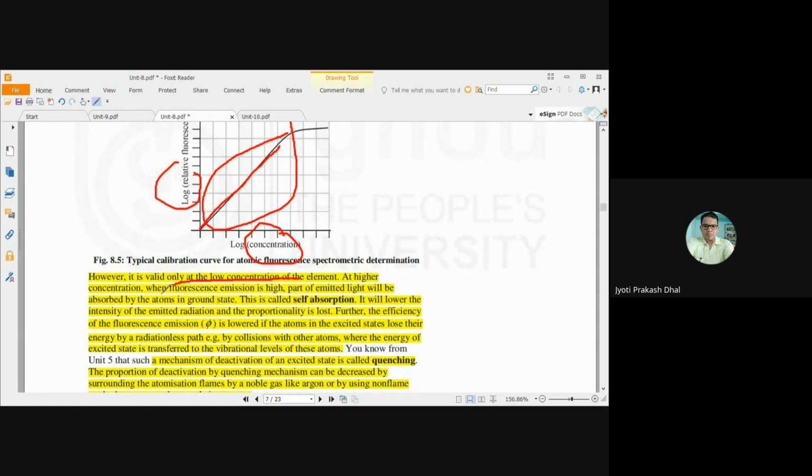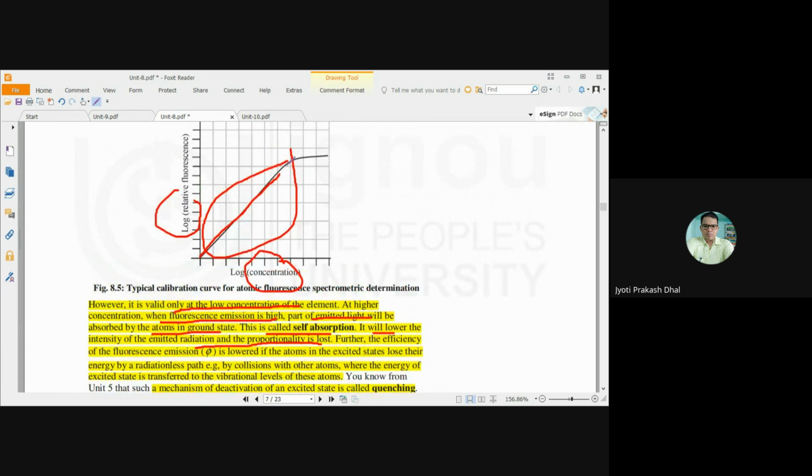But at higher concentration, when the fluorescence emission is high, part of the emitted light will be absorbed by the atoms in the ground state. This is called self-absorption. It will lower the intensity of the emitted radiation and proportionality is lost. So when the concentration is high, the linearity will be lost. But for low concentration, you can observe the linear relationship between log concentration versus log relative fluorescence intensity.